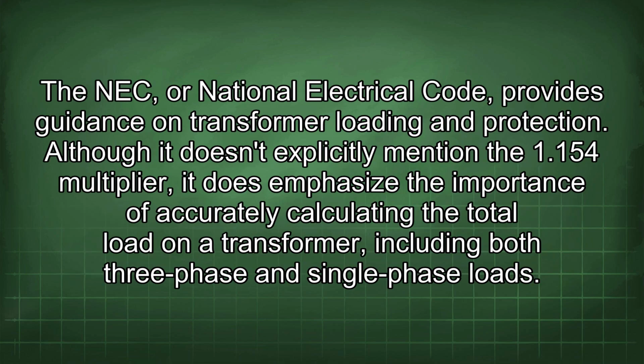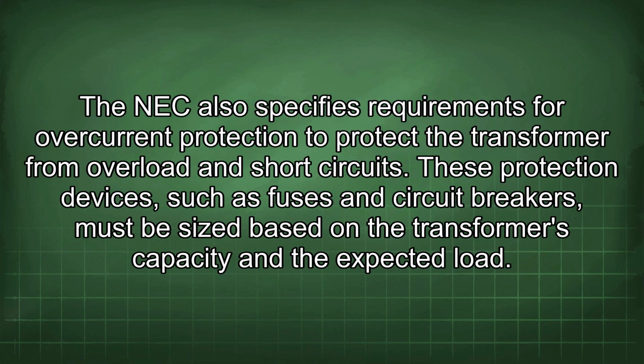The NEC, or National Electrical Code, provides guidance on transformer loading and protection. Although it doesn't explicitly mention the 1.154 multiplier, it does emphasize the importance of accurately calculating the total load on a transformer, including both three-phase and single-phase loads. The NEC also specifies requirements for overcurrent protection to protect the transformer from overload and short circuits. These protection devices, such as fuses and circuit breakers, must be sized based on the transformer's capacity and the expected load.